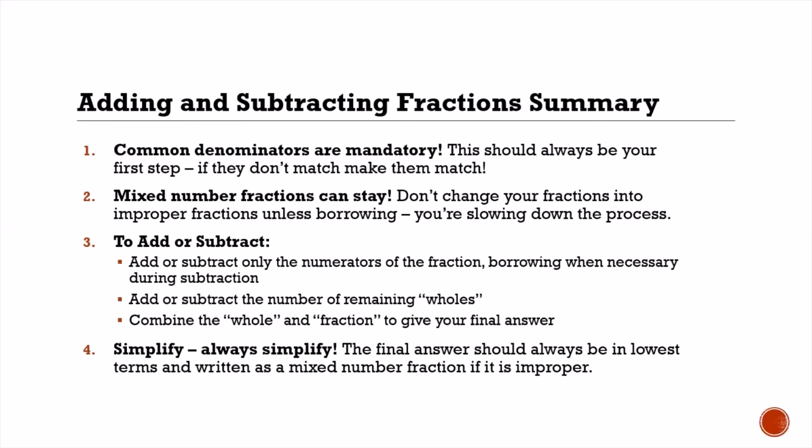To add or subtract, you add or subtract only the numerators, borrowing when necessary during subtraction. Then you add and subtract the number of remaining wholes, combine the whole and the fraction to give your final answer, and simplify. Always simplify your answers. They should always be in lowest terms, written as mixed number fractions if there's an improper component.